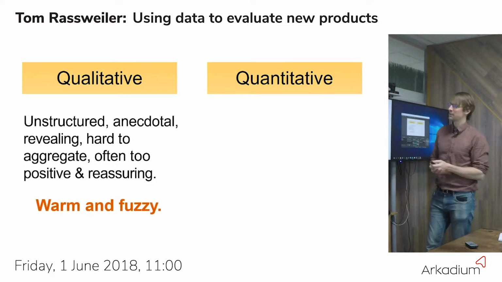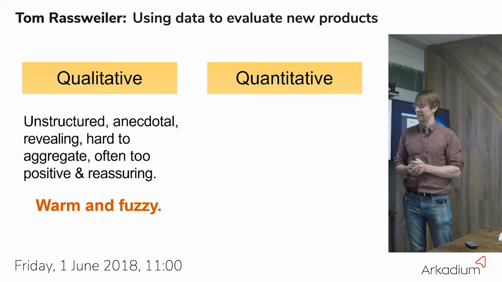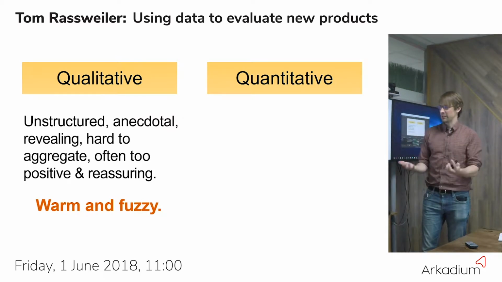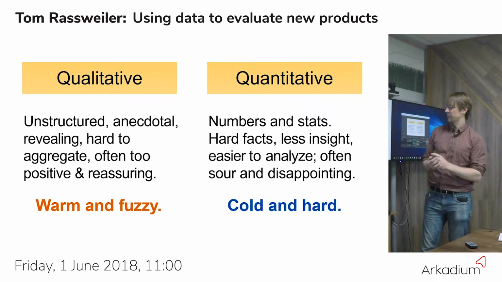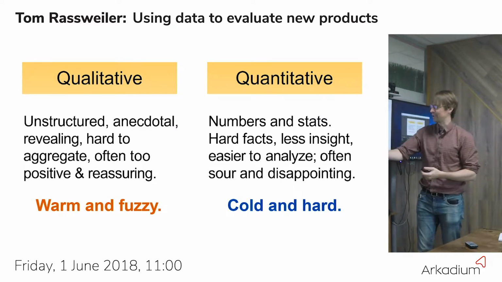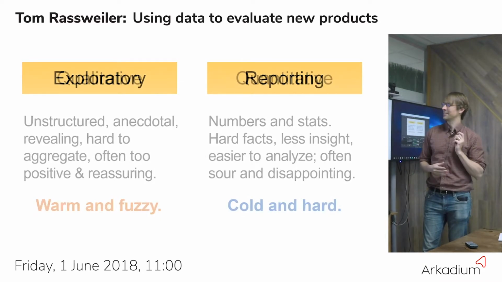People know about this? So qualitative are unstructured, anecdotal. They can be useful, but quantitative are numbers or stats. It's like a numerical value. It's sort of like analog versus digital stats.